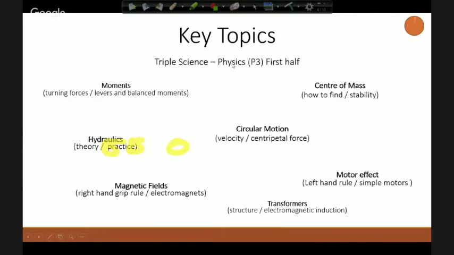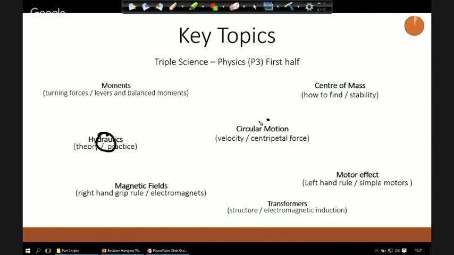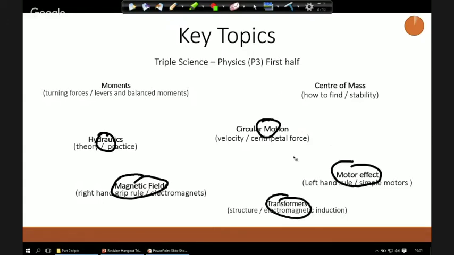If we have a look at the topics that appear in the second half of P3, we're going to be taking a quick look at moments. We're going to be looking at centre of mass, how to find the centre of mass, and looking at stability. We'll be looking at some hydraulics, some circular motion. Then we're going to look a little bit at magnetic fields, motor effects, and transformers.